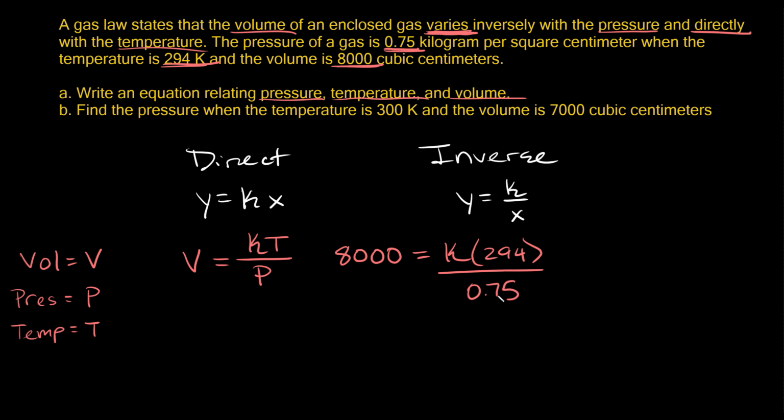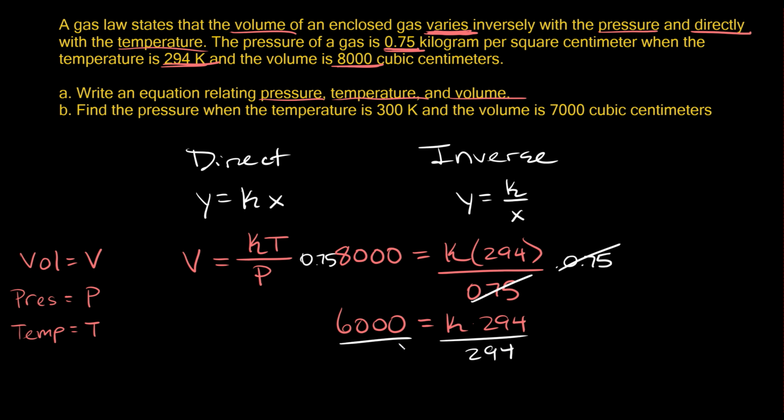We're trying to solve for K, so the first thing we can do is get rid of this 0.75 by multiplying both sides by 0.75. Those cancel out, and over here we get 6,000 is equal to K times 294. Now we can divide both sides by 294, like so. Those cancel out, and we get that K is equal to 6,000 divided by 294, which is approximately 20.41. As you can see, our answer here is just an approximation.